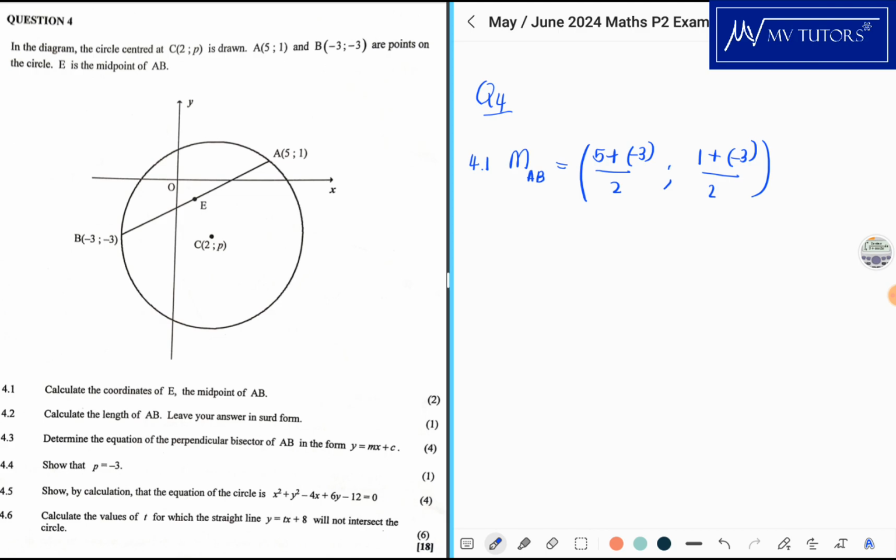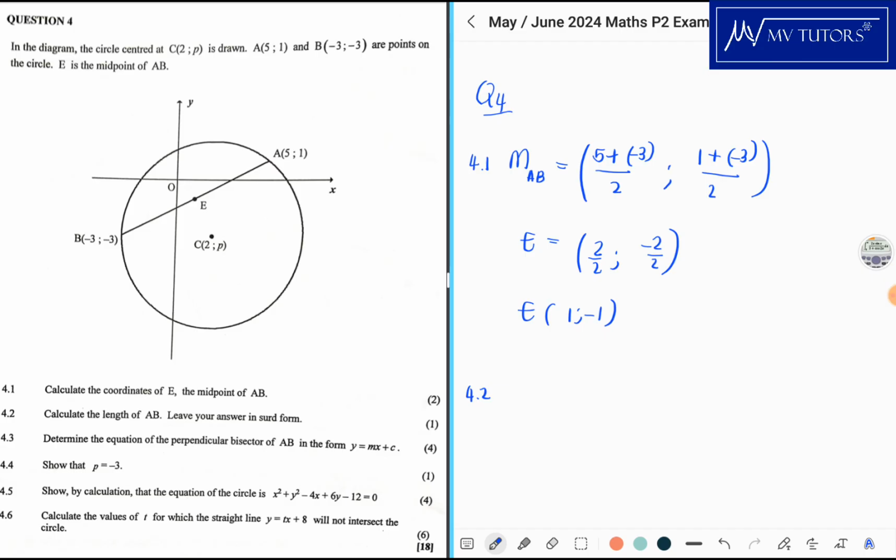Okay, so this is now giving us E. So 5 minus 3 is 2. And 1 minus 3 is -2 over 2. So basically E is 1 and -1. So that's just 2 marks. That is quite expected. Now 4.2 says, calculate the length of AB.